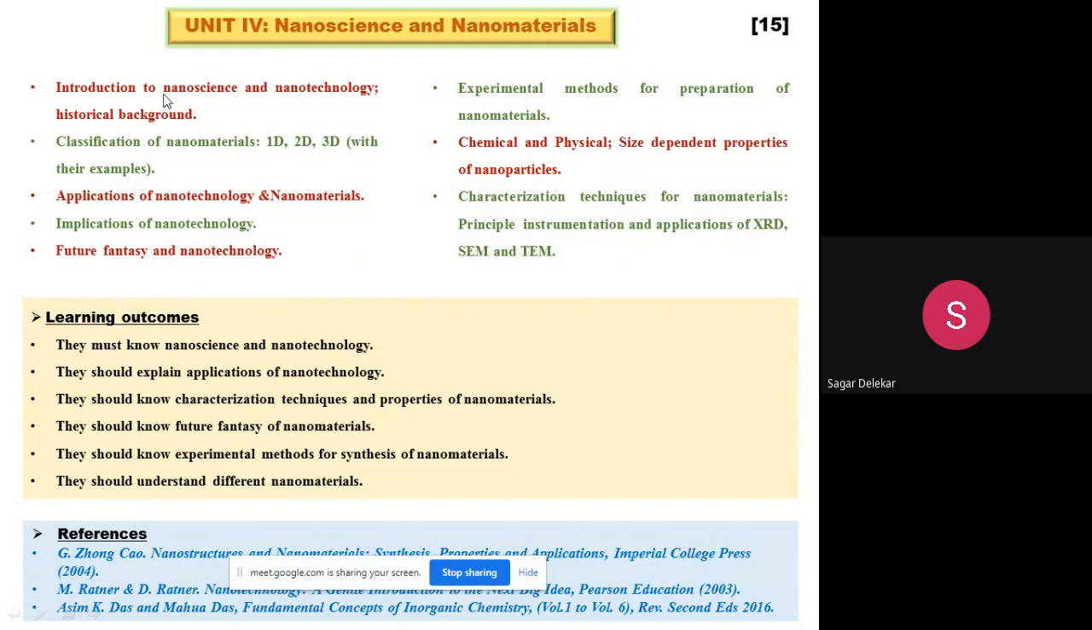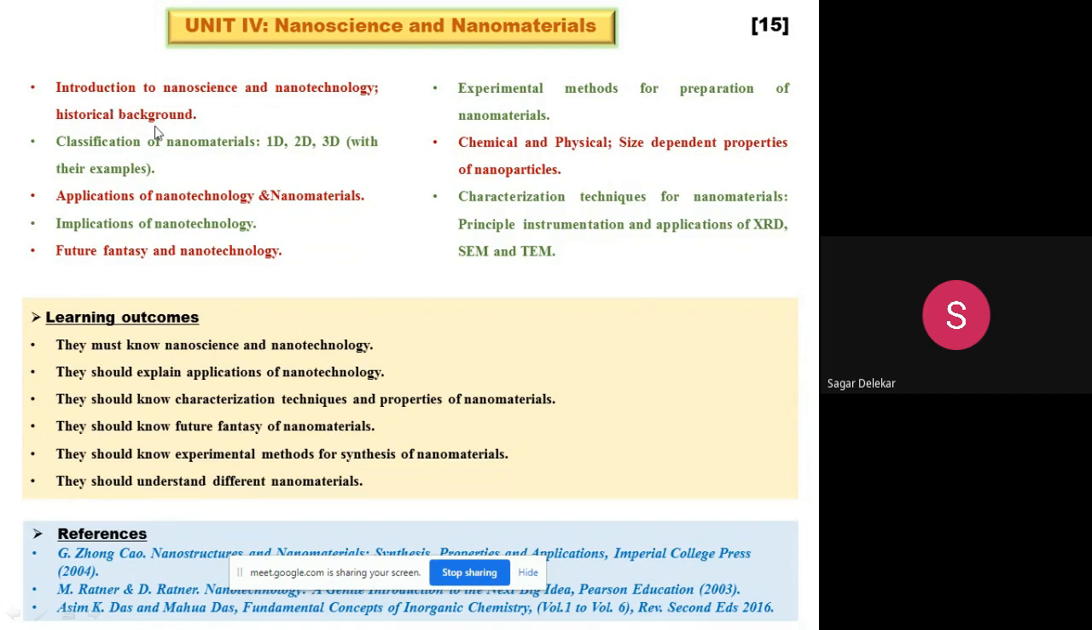So, introduction of nanoscience and nanotechnology, then historical background. You know that, okay, we want to cover the basic terminologies of nanoscience and technology. Nanoscience means the science which deals with nanomaterials. Nanomaterials mean the materials having dimensions between 1 to 100 nanometers. And whatever technology is based upon nanomaterials is called nanotechnology.